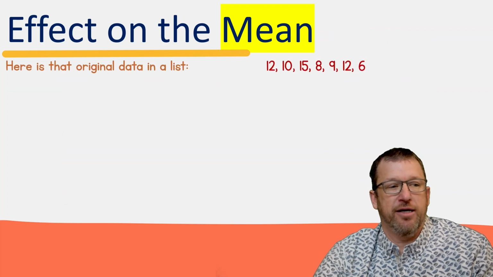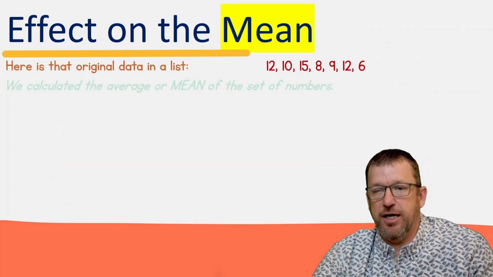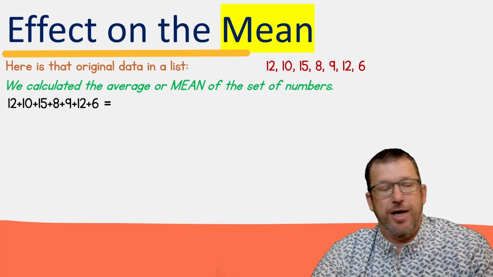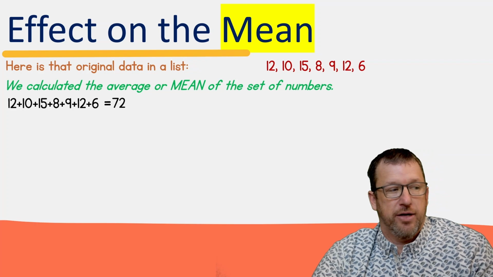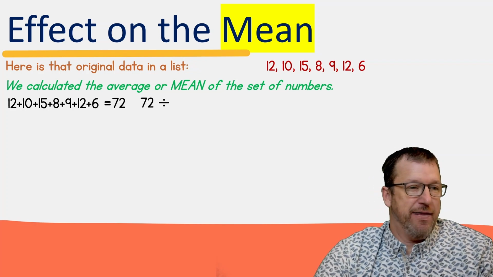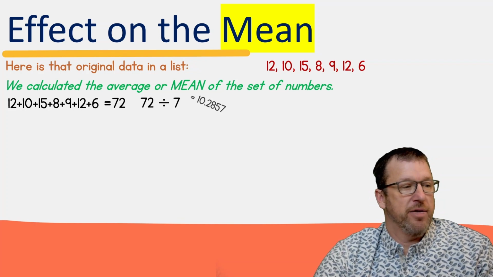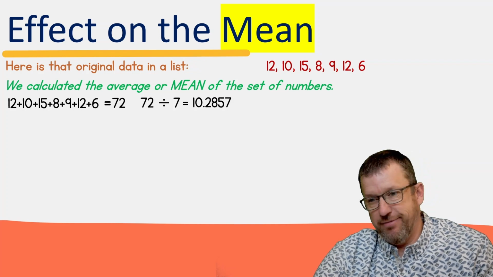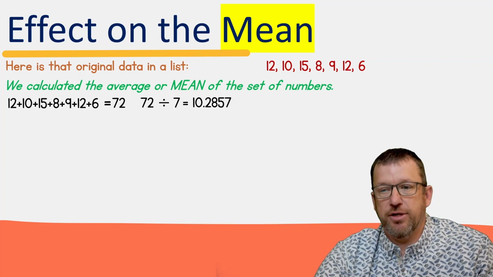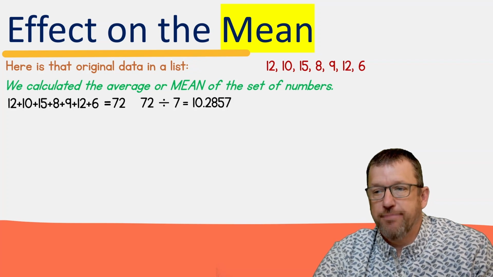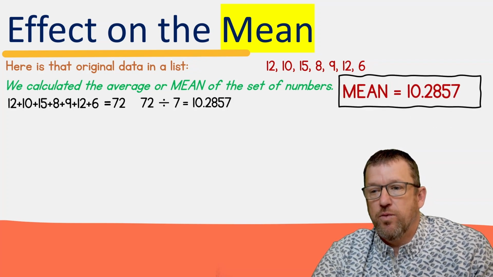So now let's look at a change. Here's the original data in the list that you just saw from the previous slide. We calculated the average or mean of the set of numbers, which means we added up all the numbers, got 72. We divided that by the number of values, which was 7. And we ended up getting our mean for this situation is 10.2857. So this data showed us that the mean was 10.2857.